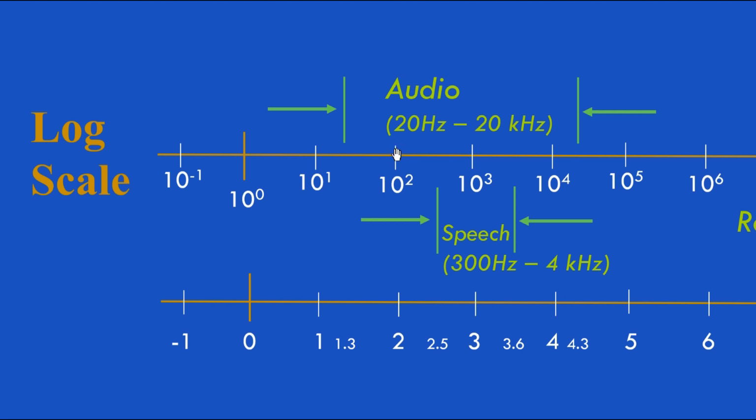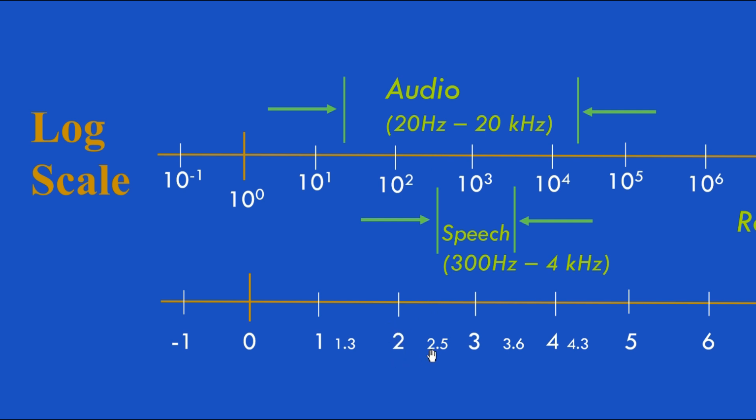But if this coordinate is 100 hertz and this coordinate is 1 kilohertz, 10 to the third, where is 300 hertz? Well, you might think it's 1/3 of the way from 100 hertz to 1 kilohertz because it's 300 hertz. But no, it's actually halfway. 300 hertz is almost exactly halfway between 100 hertz and 1 kilohertz. How do we justify that? Where does that come from?